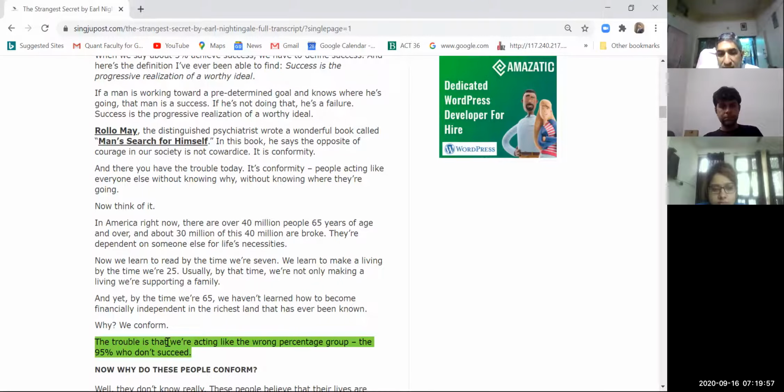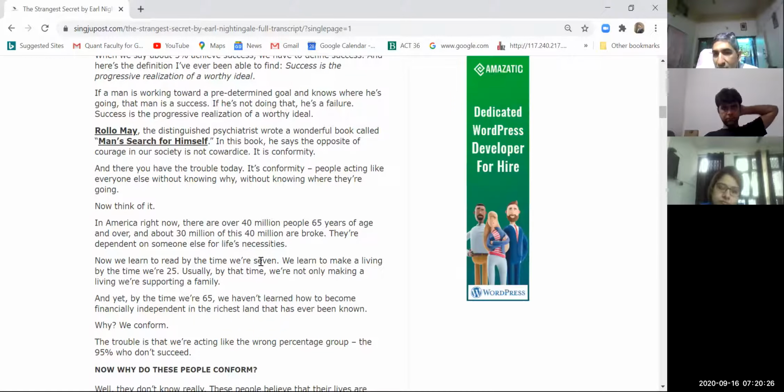For each of the sentences, I want you to tell whether it is in present tense. So you're going to identify the verb. For example, in the sentence "In America right now, there are", "there are" is present tense, isn't it? When he says "there are", he's talking about the current time. "Over 40 million people, 65 years of age and over, and about 330 million of these are dependent." So you'll write "they are dependent", which means it is in present tense because he's saying "they are".